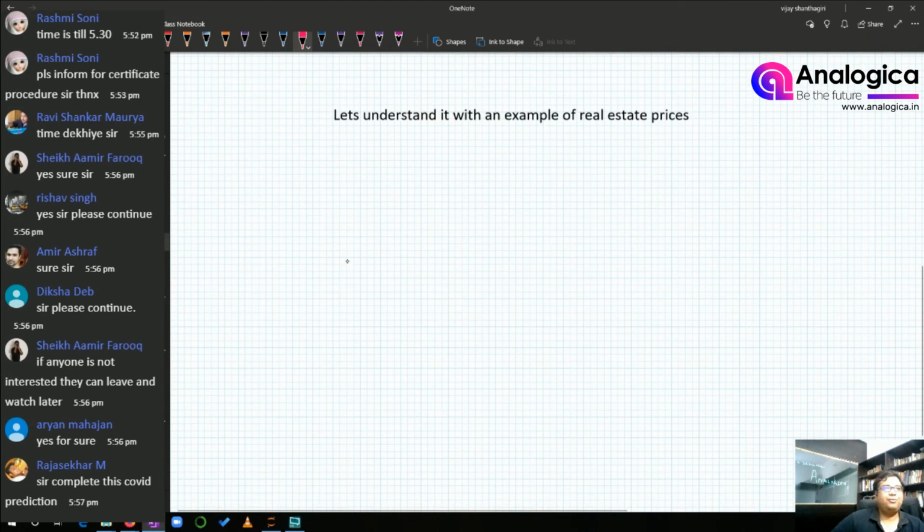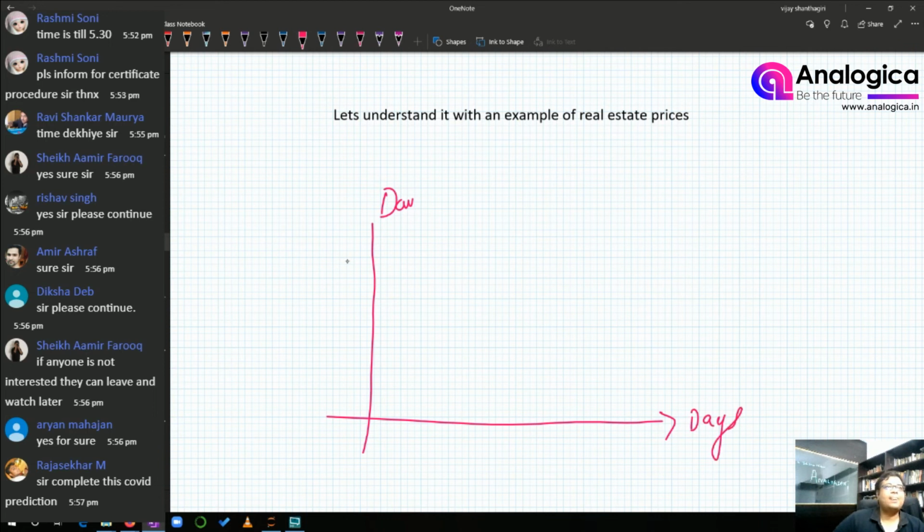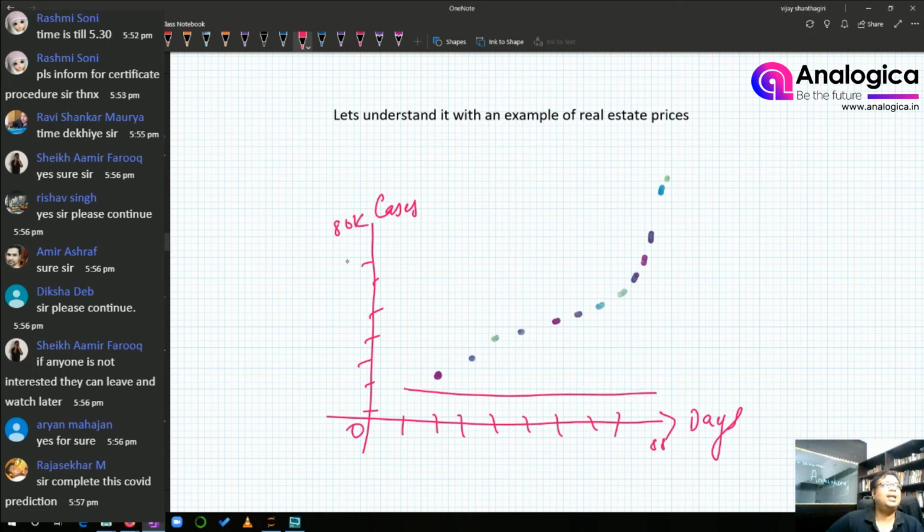You saw the graph of days and cases, it's starting from 0 moving up till 88. That's the data we have, and it is moving roughly to 80k. There are points, and your data is here. It's moving like this, right? What we do is we try to fit a line. Right? It's a line.